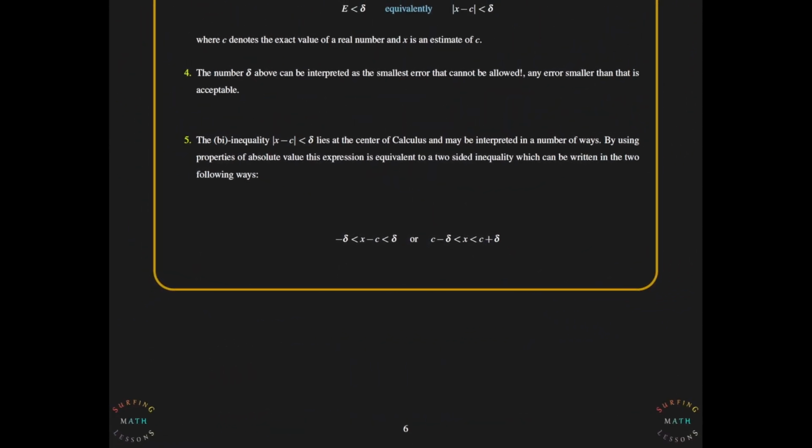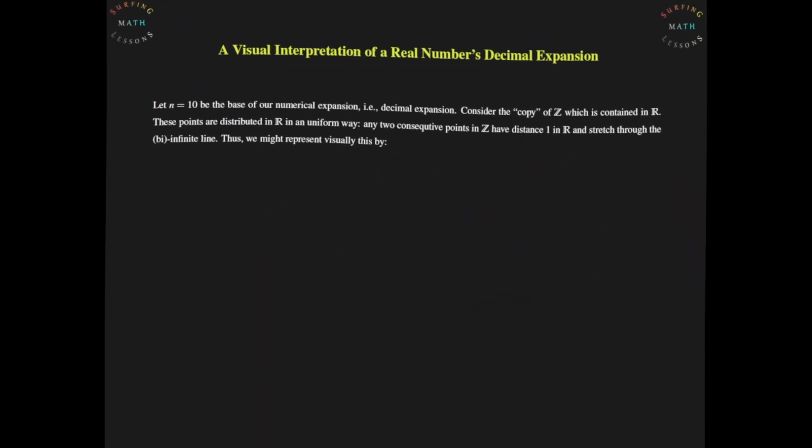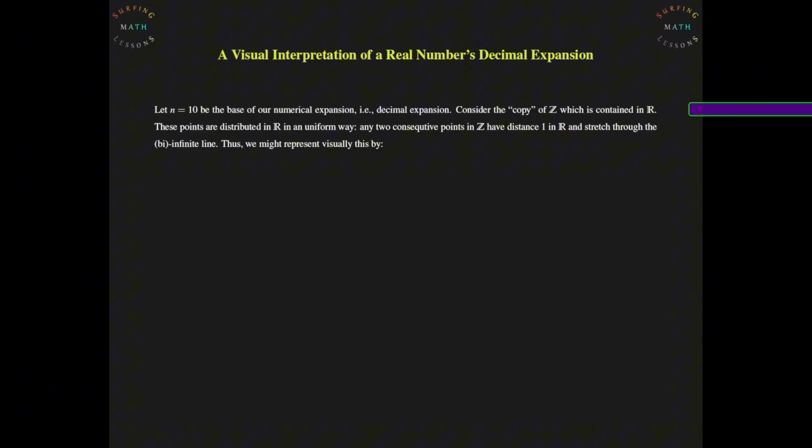And finally, the error inequality lies at the center of calculus and may be interpreted in a different number of ways. By properties of absolute value, it can be rewritten in the following two forms. So far, we have seen the real numbers from a purely computational perspective. We now take a different point of view and explore the real numbers by making use of the real number line. To start, consider the copy of the numerical model of the integers contained inside the real numbers.